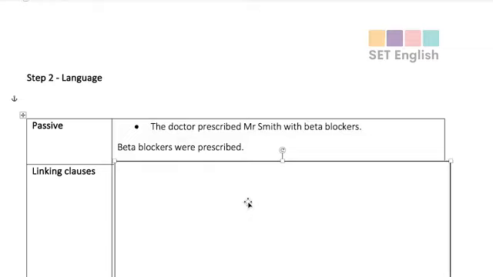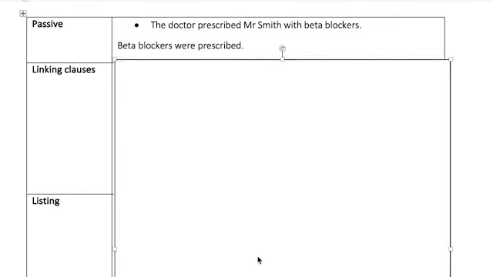Let's think about linking clauses. Okay, what do I mean by linking clauses? Well, sentences can be long or they can be short. Well, generally, short sentences have only one clause, and longer sentences have multiple clauses. And clauses are sections that contain ideas. They contain verb phrases.